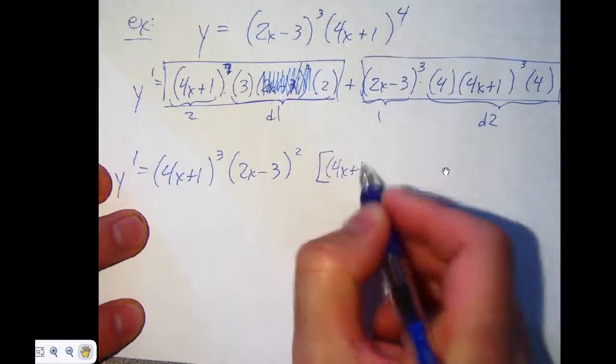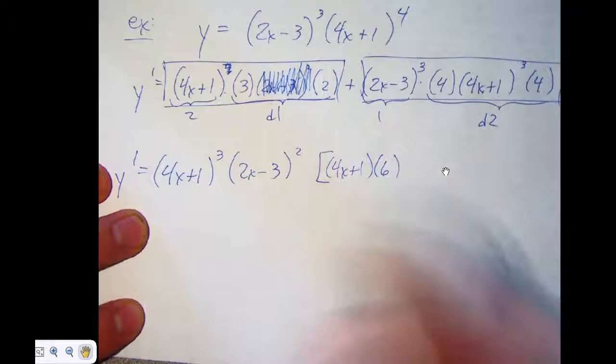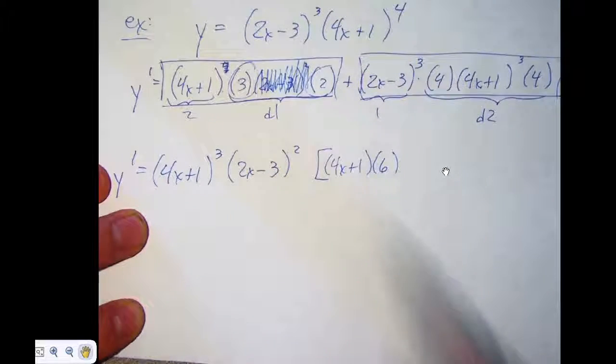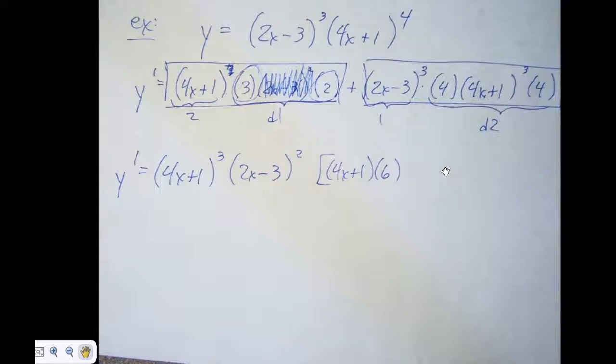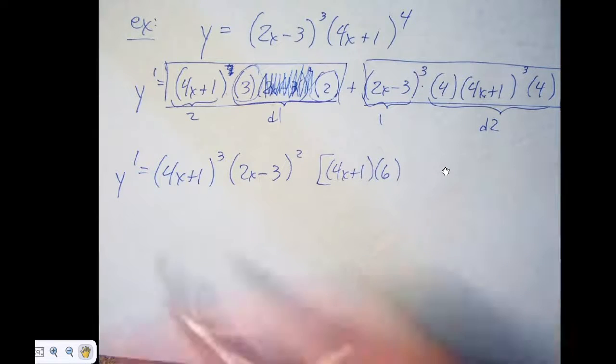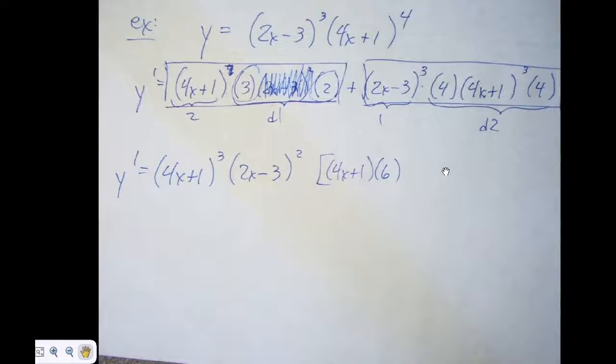So I think what I'll do is go down here and say 4x plus 1 times 6, so I'm just taking that 3 and 2, and combining them into 6. Make my problem a little bit shorter, but my life a little easier.